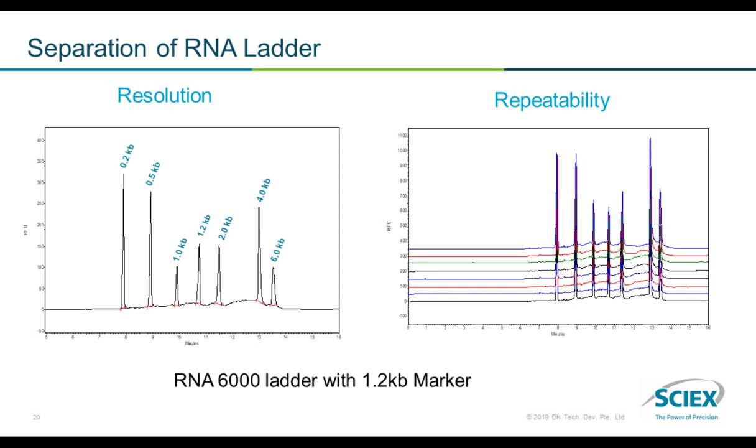Now, if you look at the data, this is the resolution here. The marker from 200 bases to 6.6 kb is the Thermo RNA 6000 ladder, and 1.2 is the spike-in peak here. As you can see, there is very nice baseline resolution from 1 kb to 1.2, and this is a 2 kb peak. On the right side, the electropherogram shows the repeatability from 8 different injections. So you get very, very nice reproducible results here.